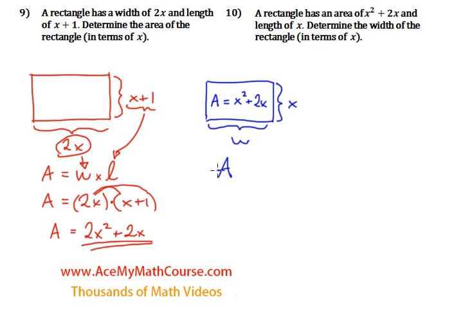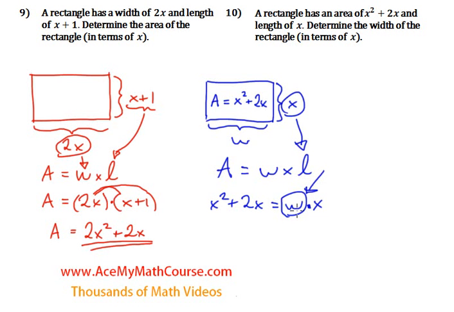So now let's use the same formula, and I'll plug in what we know and leave w as the unknown. So the area is x squared plus 2x. And the width is just, sorry, I meant the length. The length is just x. Again, I'm just going to use a little dot here instead of the x so that we don't get confused. Okay, so this is what we want to solve for. We want to isolate and solve for the width.